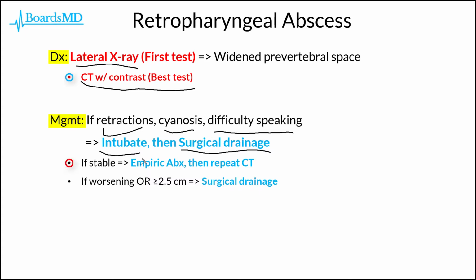If the patient is stable, however, we can simply give these patients empiric antibiotics and then repeat the CT scan with contrast in order to evaluate for the eventual resolution of the abscess. However, even in patients who are stable, if they have worsening of their condition, or if the abscess is at least 2.5 centimeters in diameter, then we really need to perform surgical drainage in these patients in order to prevent further progression and potential compromise of their airway, which can be life-threatening.